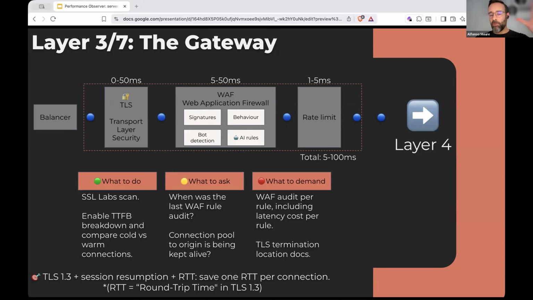So first, we are going to execute the triage. First, the do. I usually recommend executing an SSL Labs scan. I know this sounds very simple and very easy, but it usually leads to very interesting opportunities at the beginning of the project. So it's interesting to do so.